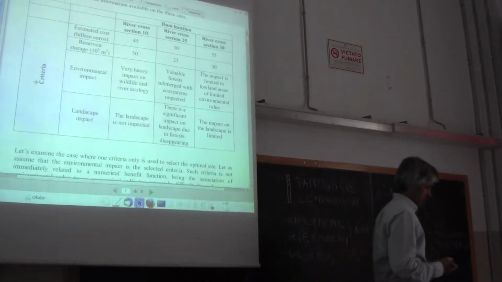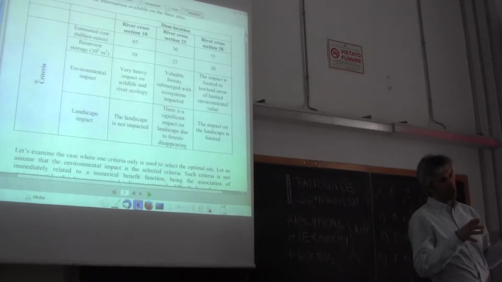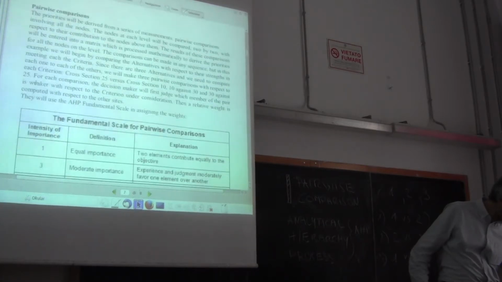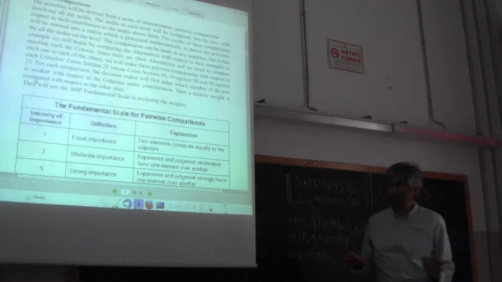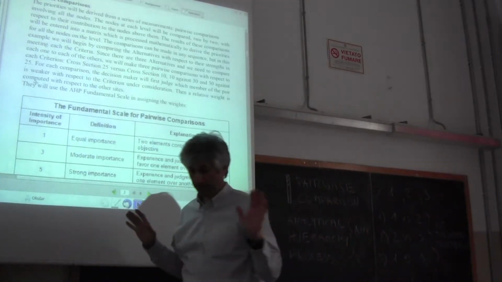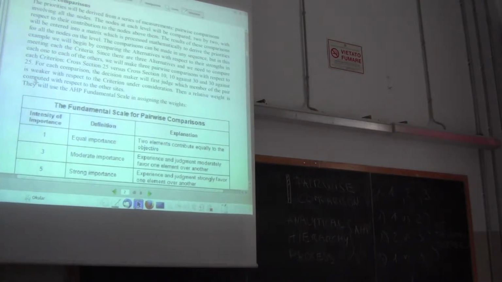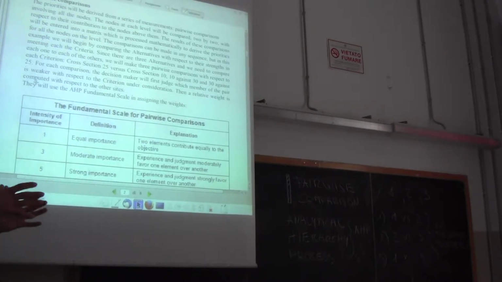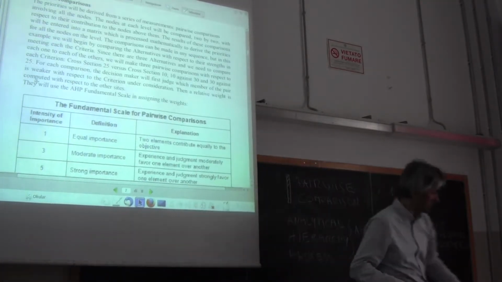Now, you can guess that the decision is taken by comparing the solutions 2 by 2. So let's see how we can do that. And this is a pairwise comparison. And what we have to do is to compare the solutions 2 by 2 according to this suggested scale of comparison.